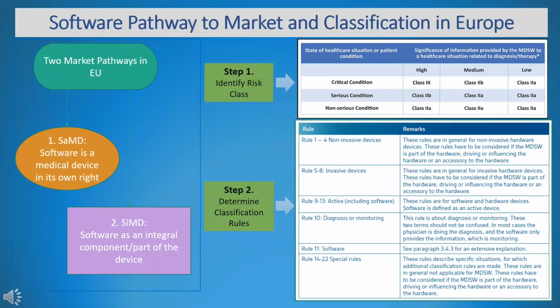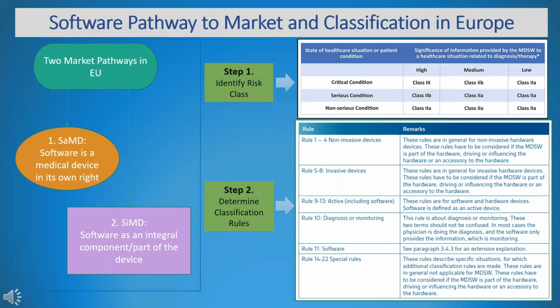Now let's look at the software pathway to market and classification in Europe. There are two market pathways for software that relates to medical devices in Europe. One, software that is regulated as a medical device in its own right, and two, software that is an integral part or component of the device, but does not act on its own accord.